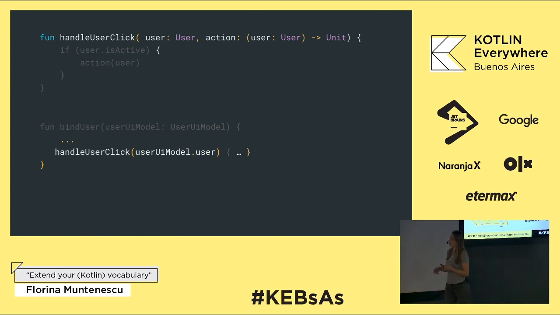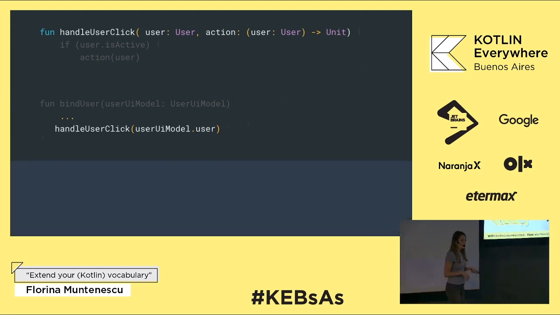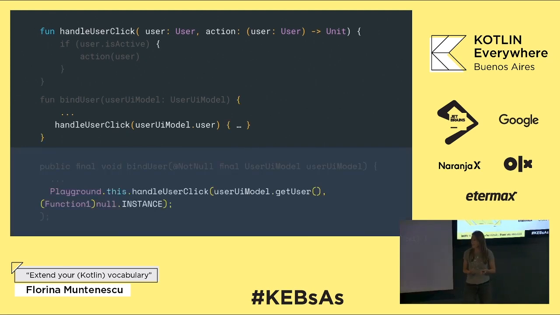So we're defining the action directly here. What's the difference? In the decompiled code, we see something like this: a Function1 null.instance. That doesn't tell you much, but actually what happens here is that the Kotlin compiler creates a new function object for every lambda that needs to be passed.